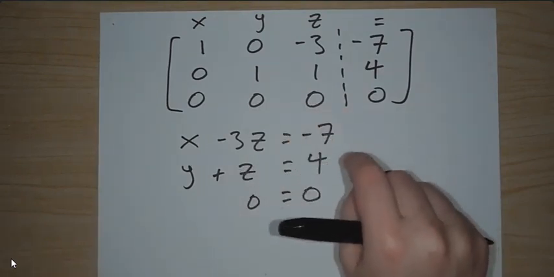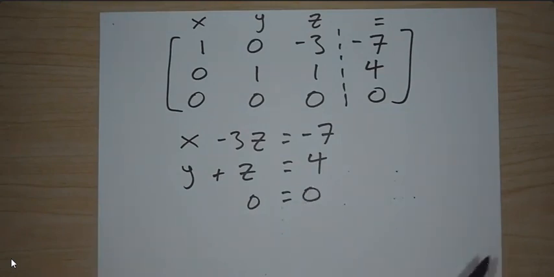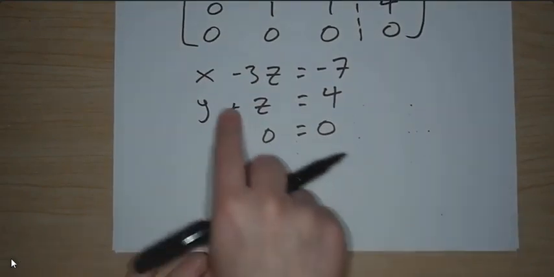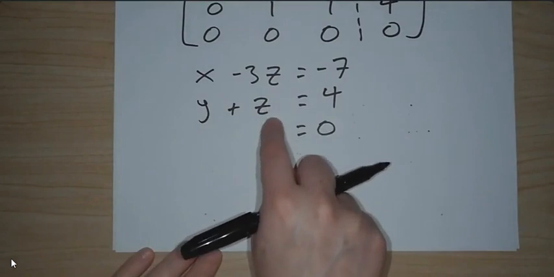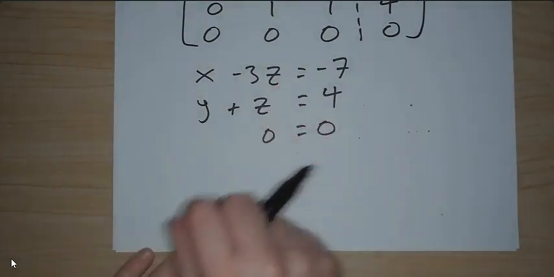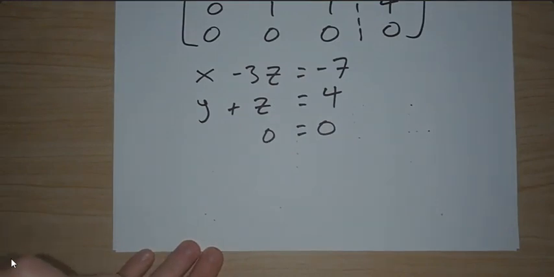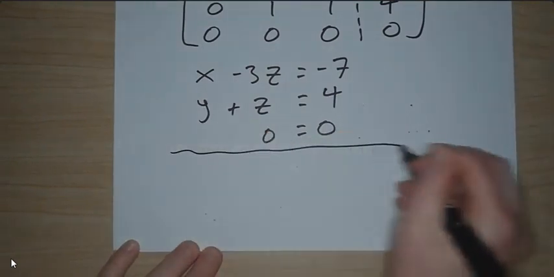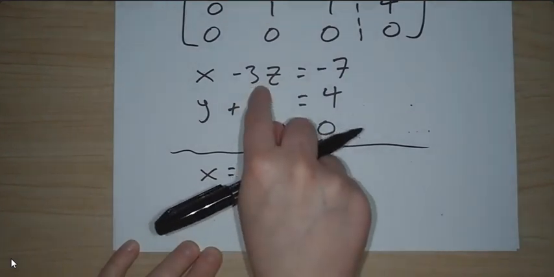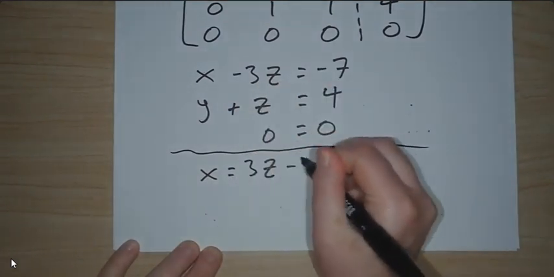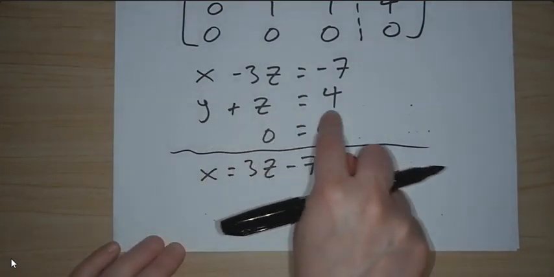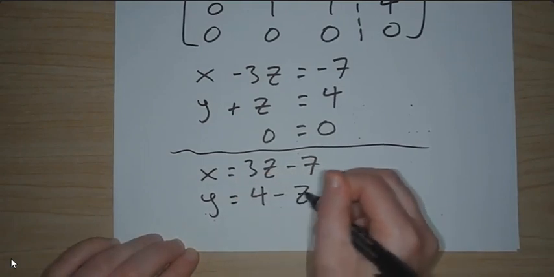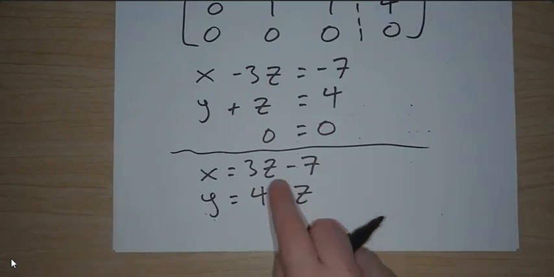What this last row tells us is that we have a free variable, and that will become more obvious as we solve this system further. Next, I want to solve for x and y, because we have a z in both of these equations. I'm going to assume that this z is the independent variable. Solving for x from the first equation, x is equal to, adding 3z to both sides, 3z minus 7. Solving for y from the second equation, y is equal to 4 minus z.